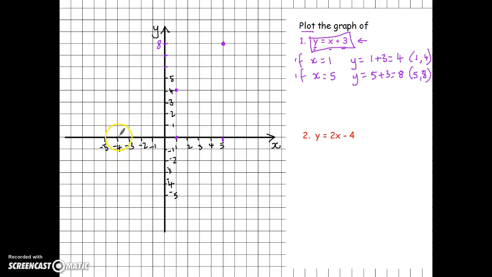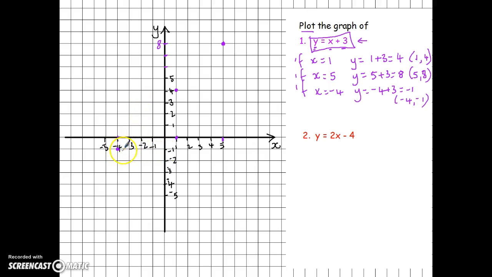I could choose any other value I like too. Let's put one over here. If x is minus 4 and the y value is minus 4 plus 3, which is minus 1, so my coordinate is minus 4 on the x, minus 1 on the y, which is minus 4 on the x, minus 1 on the y here.